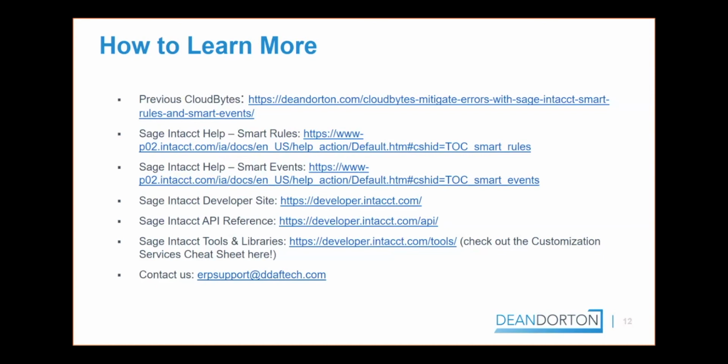And then there's also a tools and library. So there's actually a really good customization services sheet available in this tools and libraries, and it allows you to see how you make use of all the different shortcuts that are available in Intacct with your keyboard. And then finally, of course, you can always contact us at our ERP support email address if you need help with building any kinds of smart rules or smart events.